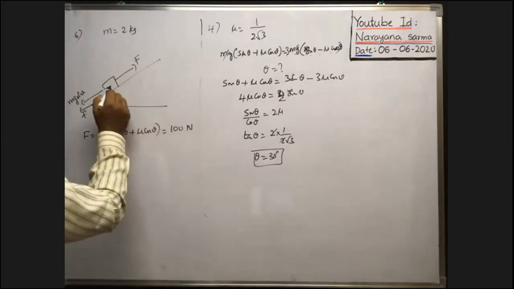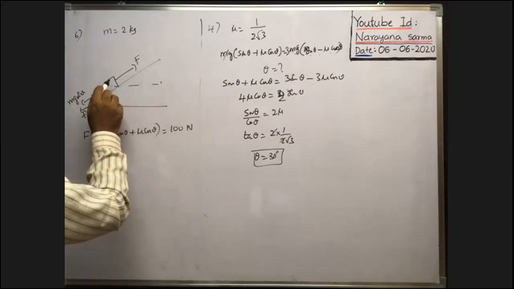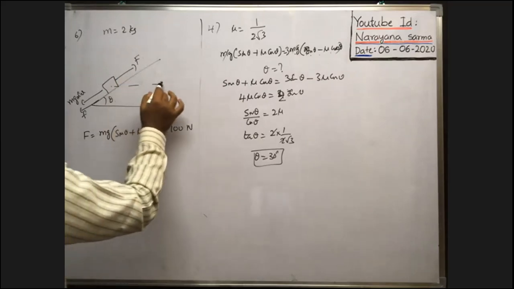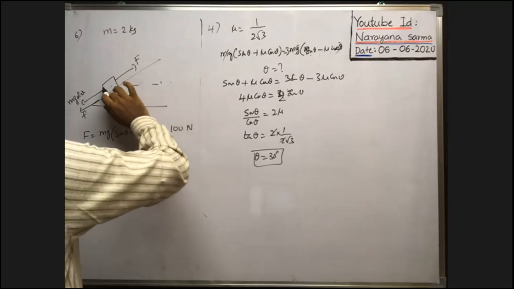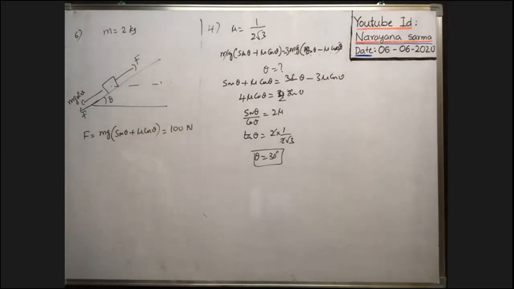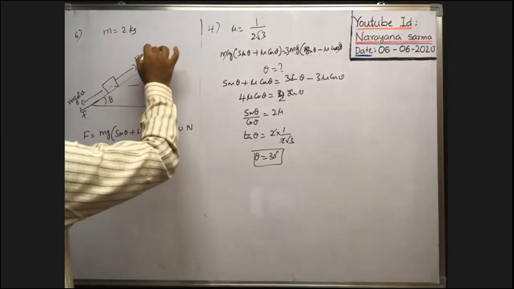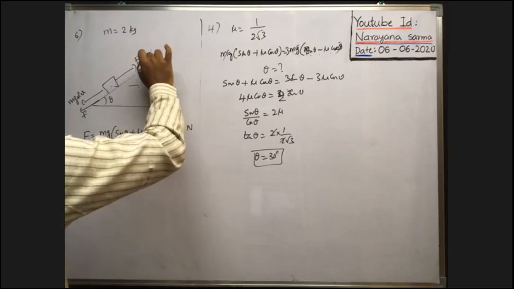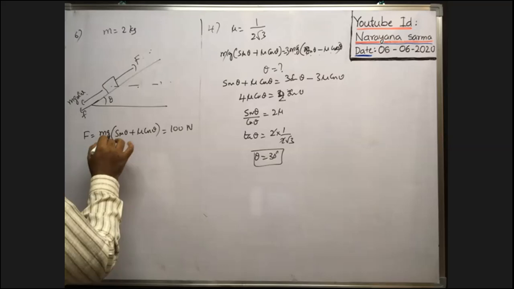Sometimes it is given that the force applied on the block is horizontal. Then they ask what is the minimum force with which it is pulled along the horizontal direction so that the block just starts sliding upwards. In such a case, you take the component of this horizontal force in this direction. That component of the force along this direction is equal to mg sin theta plus f.